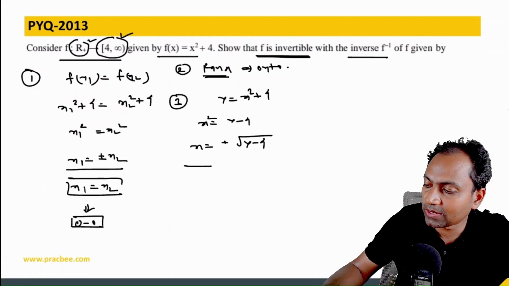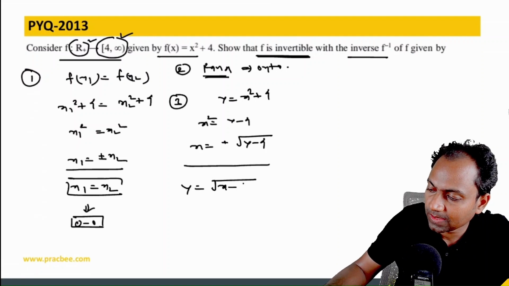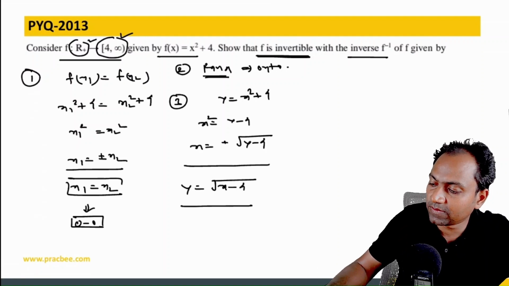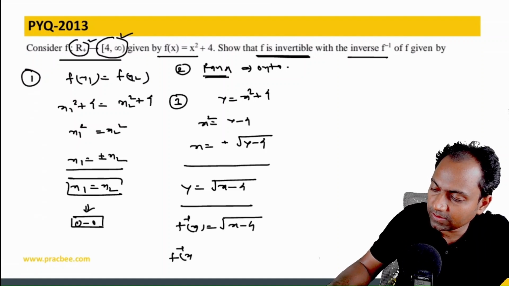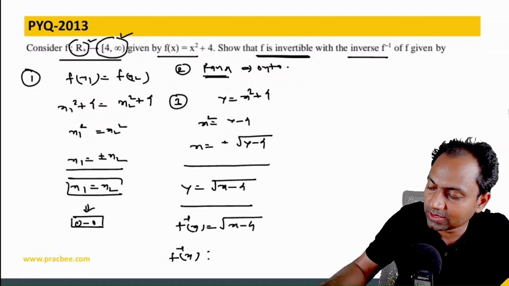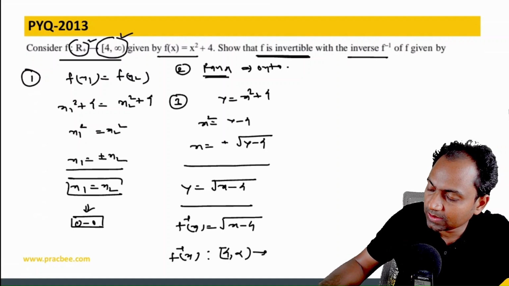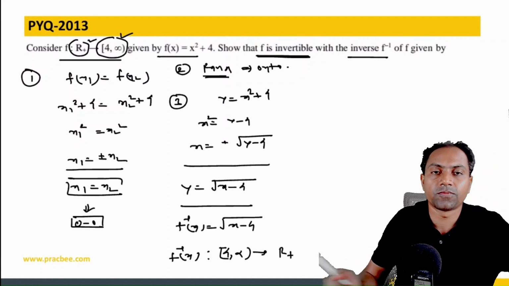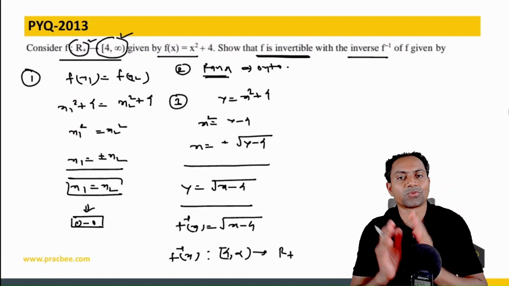In the next step, we will replace y by x and x by y. And then we will write f inverse of x is equal to root of x minus 4. And how will you write the definition? We'll interchange the values. So 4 comma infinity we will write first, and we have changed the order to 4 comma infinity to R plus. So these are 3 to 4 very simple steps to get the inverse.